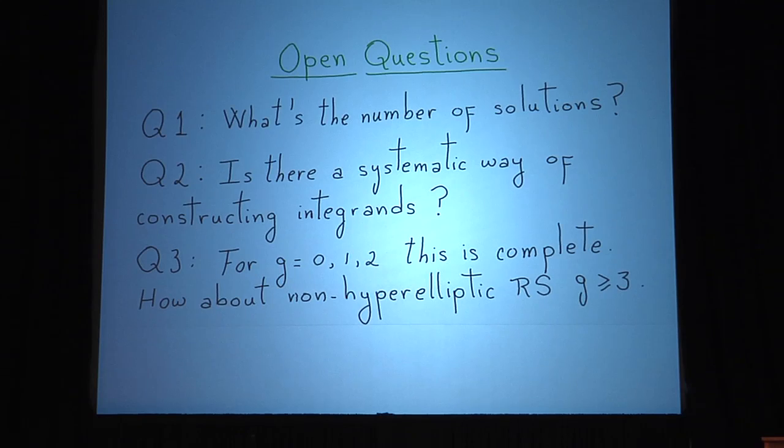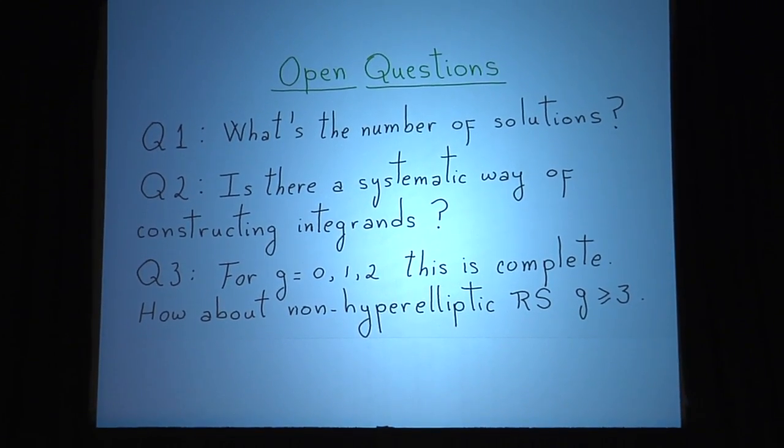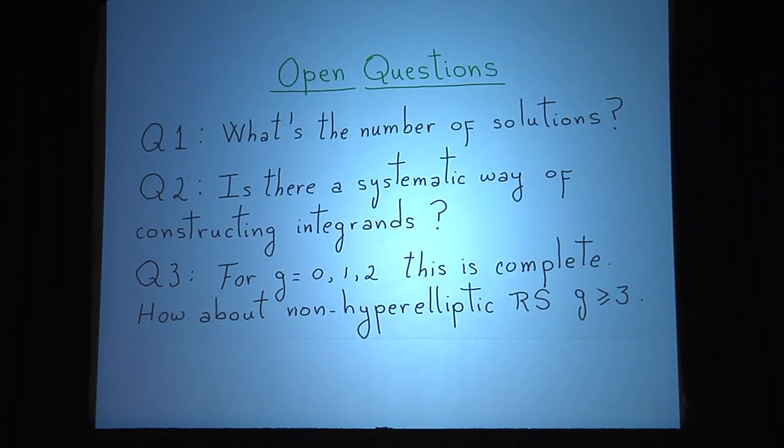And finally, let me end with some open questions. So what's the number of solutions? At genus 0, we know that there are (n-3)! solutions. At genus 1, I don't know. So work has to be done to determine what's the space of solutions, how many of them there are. Is there a systematic way of constructing integrands? And now, this hyperelliptic construction is general for genus 0, 1, and 2, but can we generalize it to higher genus, where we know there are Riemann surfaces that are not hyperelliptic?